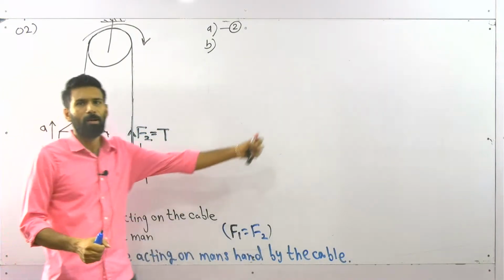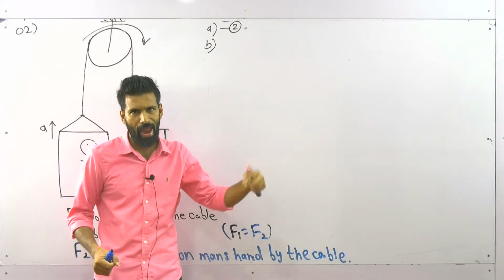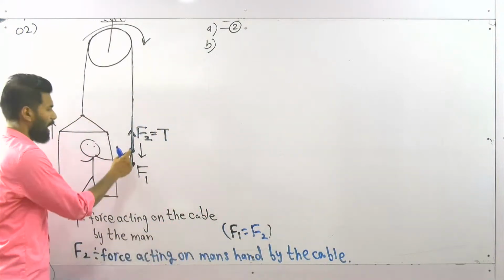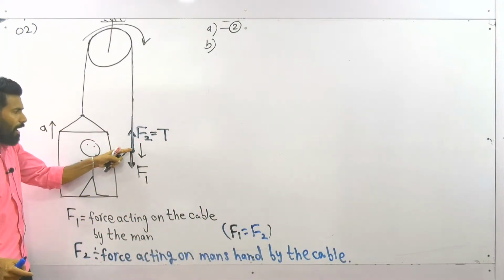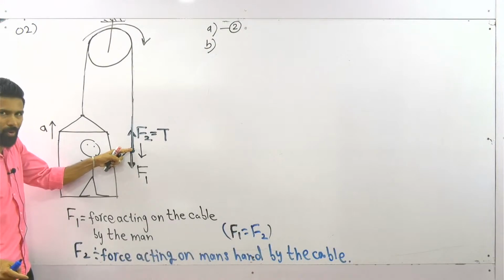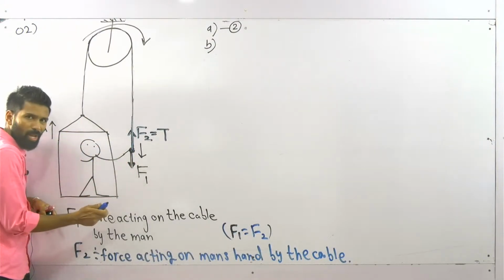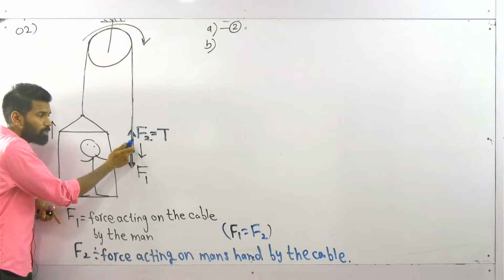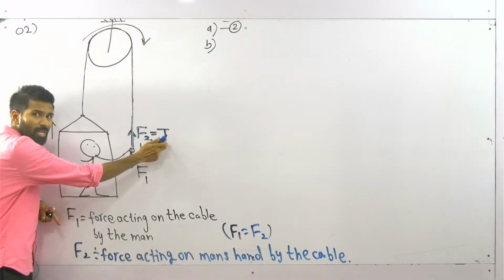The man pulls the rope downward, so from Newton's third law, the man's hand will be pulled upward by the cable. And you have to know what this tension does: a tensional force attracts the connected point towards itself. So this force F2 is attracting the man's hand upward. So this becomes a tensional force.